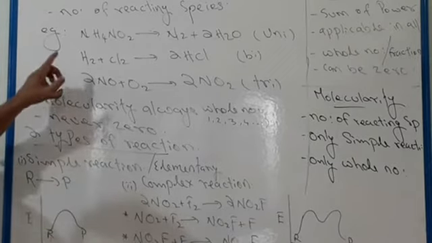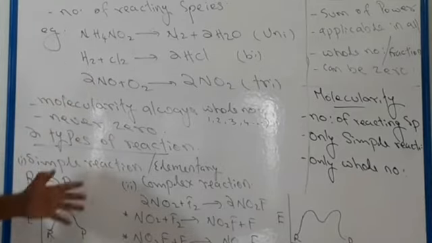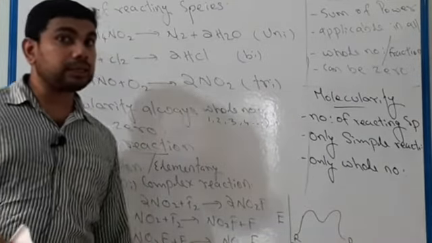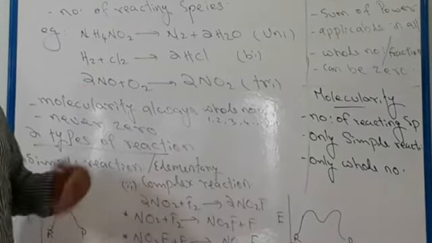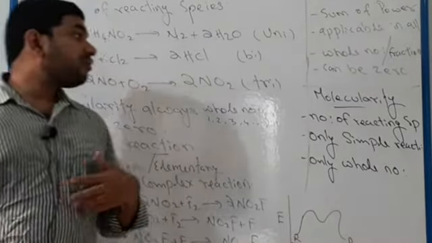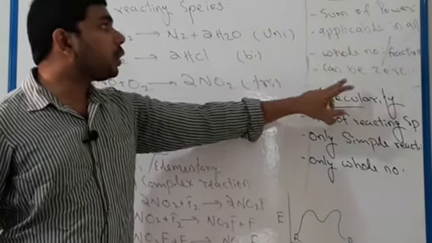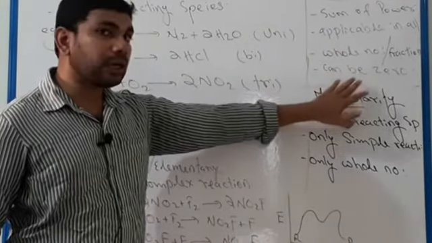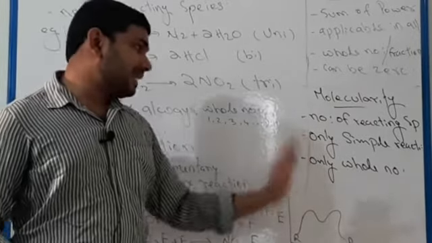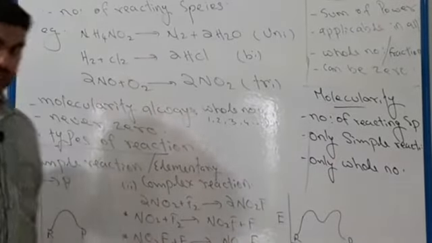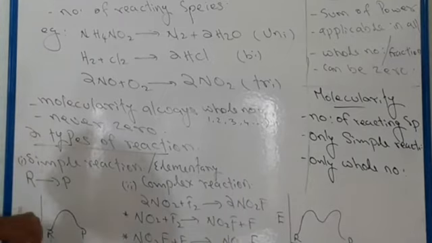So molecularity may be 1, 2, 3, 4, etc. It never becomes a fraction. It never becomes zero. That is molecularity. But order, we discussed before, may be zero order, or maybe a fraction, like 1.5, 2.5. So order may be a fraction or can become zero. But molecularity is never zero. It is always a whole number. It is never zero, never a fraction. That is molecularity.